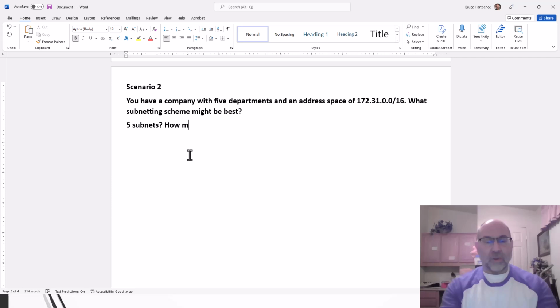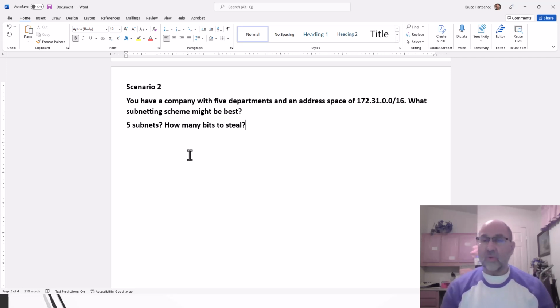So how many bits to steal? And so here's the trap. We know that subnets are a power of 2. Just like the host address space is a power of 2, the number of subnets that you create is based on a power of 2 because we're stealing bits.